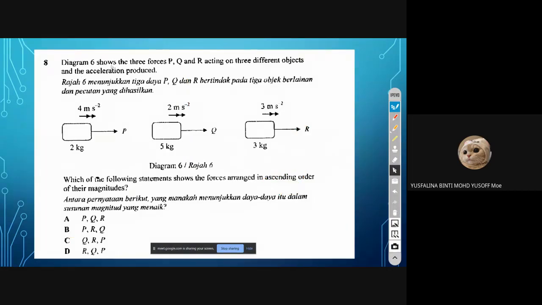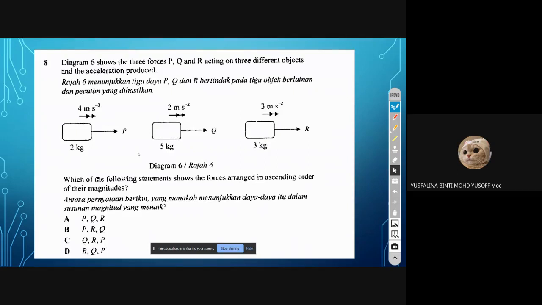Diagram 6 shows the 3 forces P, Q, and R acting on 3 different objects and the acceleration produced. Which of the following statements shows the forces arranged in ascending order of their magnitudes?